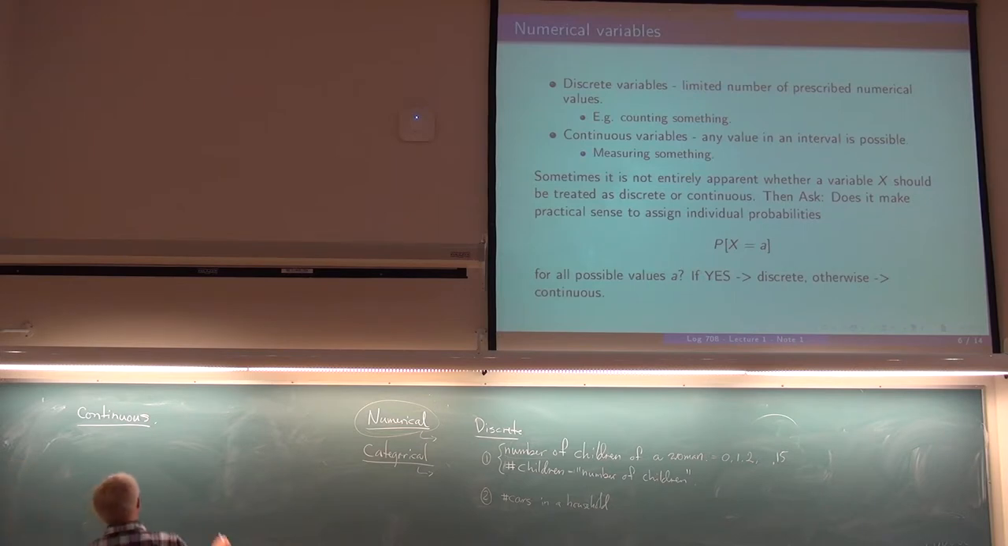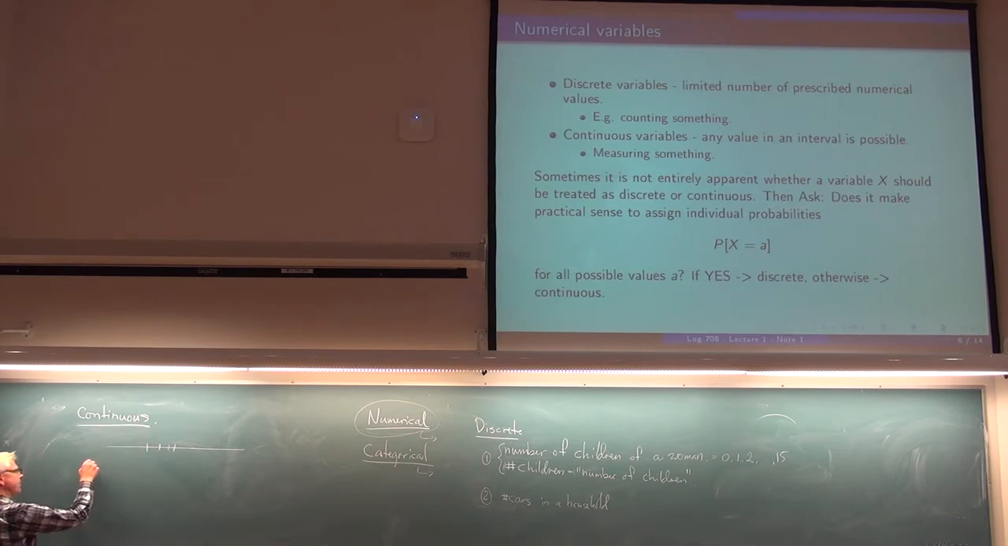So continuous intuitively should mean that it's on the number line, and in a sense more or less all values here should be possible. So when we deal with something that could be, in principle, any value in an interval, then we call it a continuous variable.